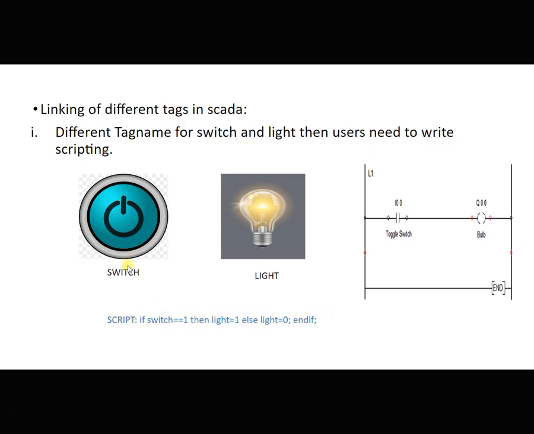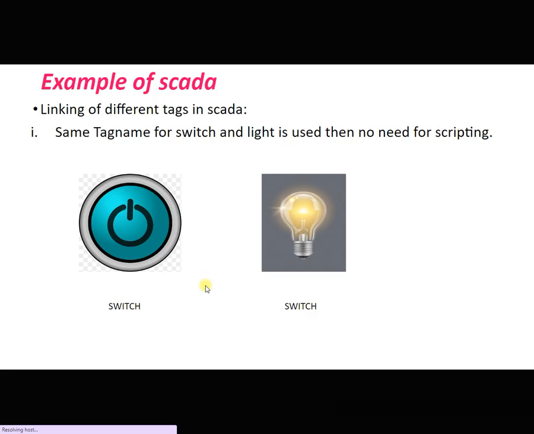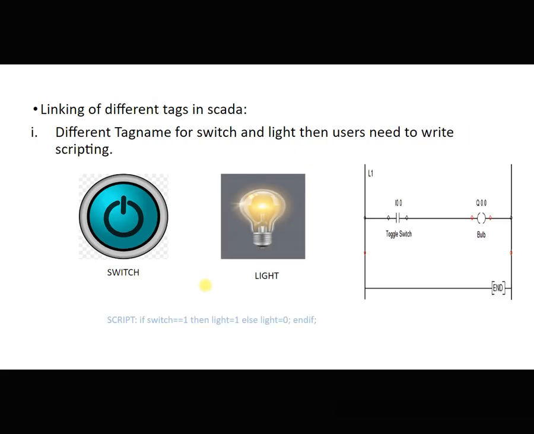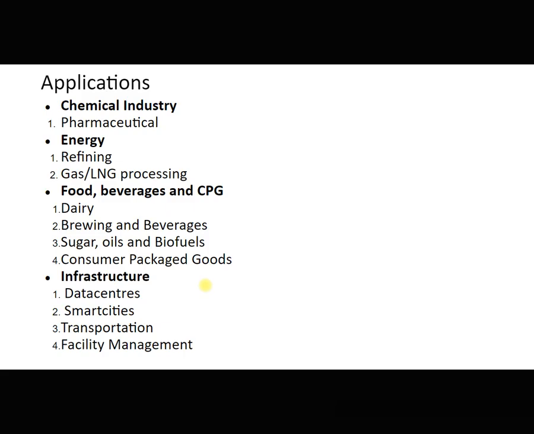If this is equal to 1, light should be 1. Or else light should be 0. This is the script. This is how we will be linking the IOs in the simulation, that too with scripting. And this one is without scripting. And this is how we are working with the SCADA.